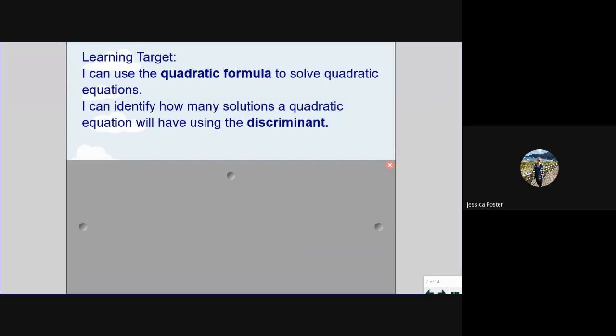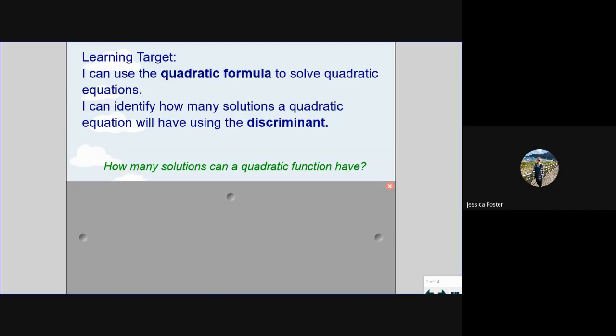All right, today we are starting Unit 9B, Day 6, and today we're going to continue talking about solving quadratic functions using the quadratic formula, but we're also going to talk about something called the discriminant. And the discriminant can help us identify how many solutions a quadratic equation is going to have. So, let's do a quick little review here.